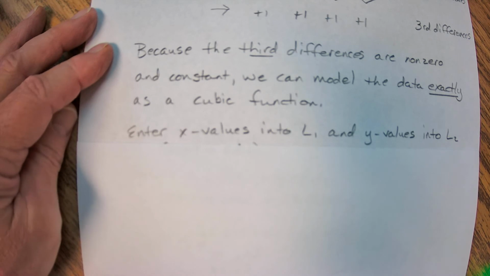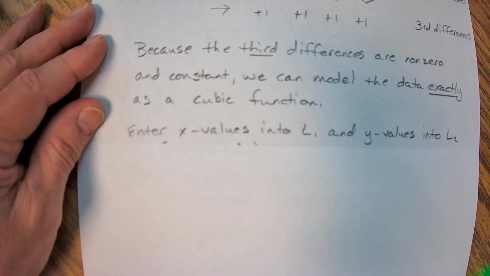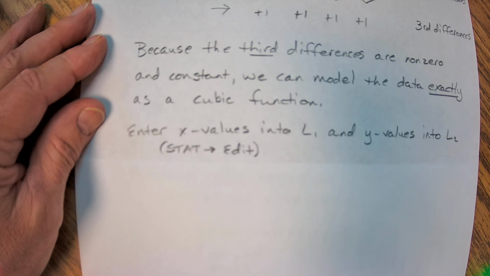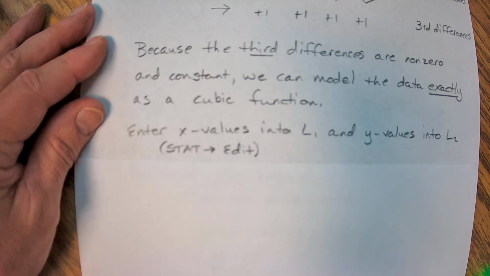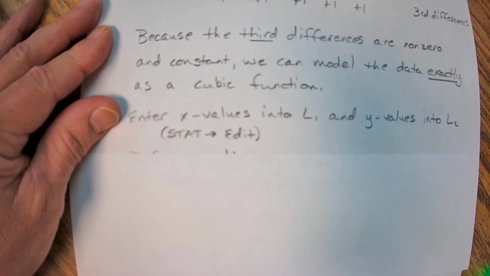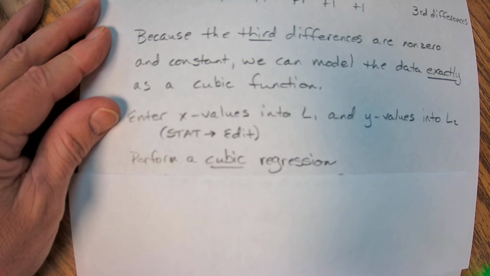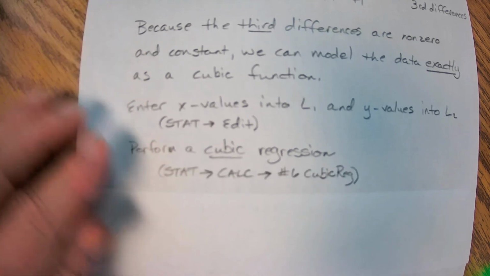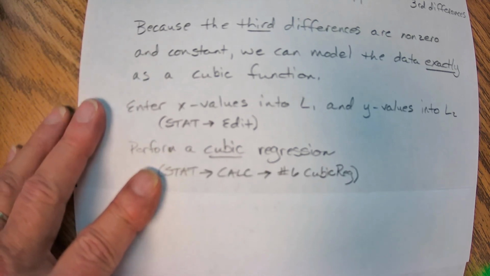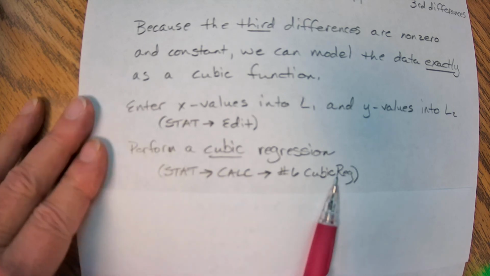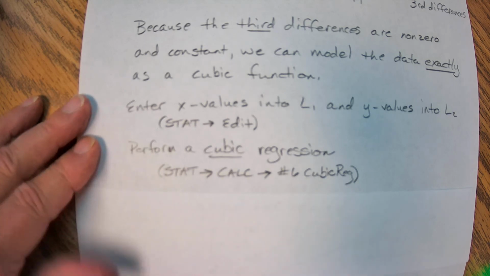So again, you want to enter your x values into L1 and the y values into L2. Remember, you get to those lists by hitting the stat button and choosing edit. And then you're going to perform a cubic regression, and the way you do that is hit the stat button again, go to calc, and choose number 6, which is the cubic regression.